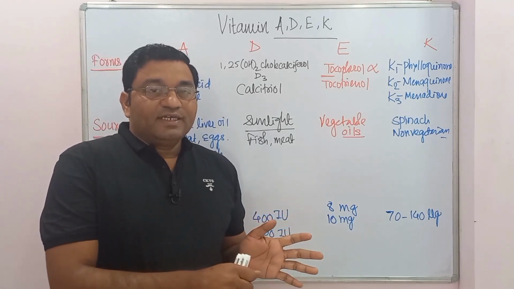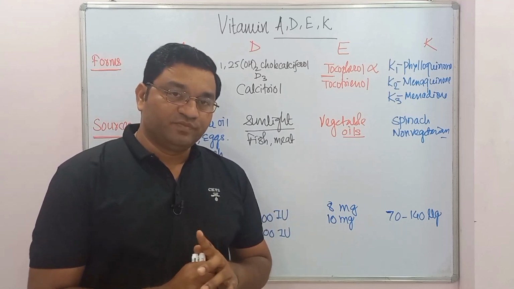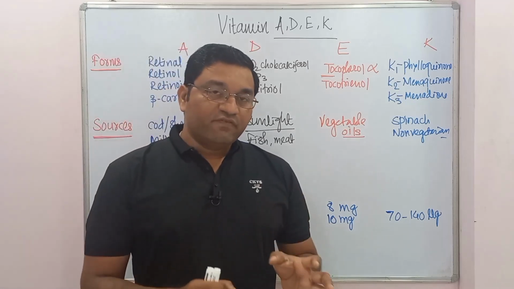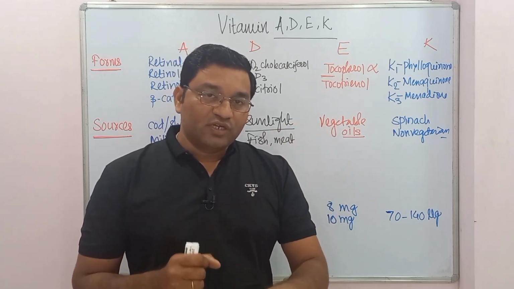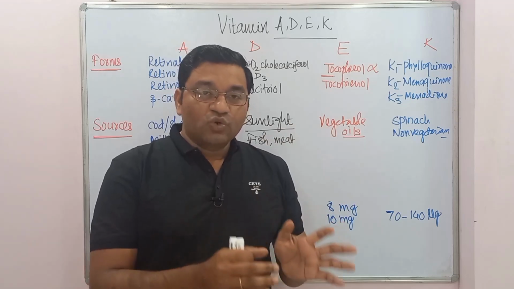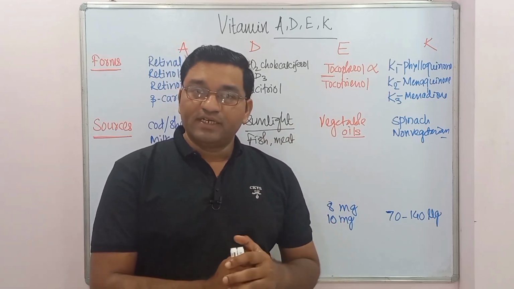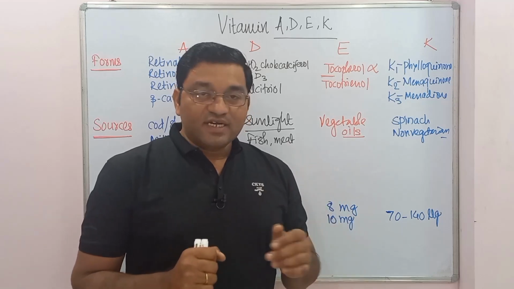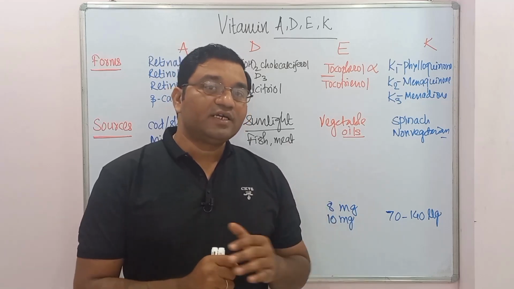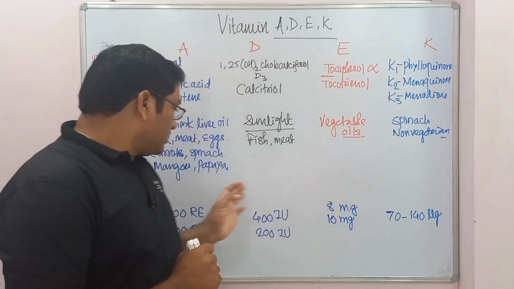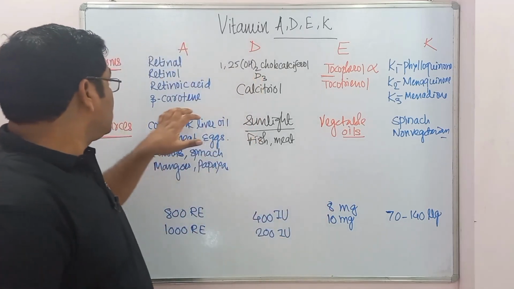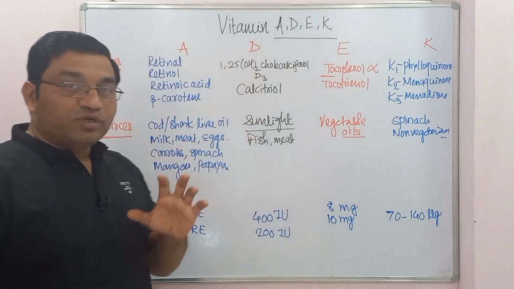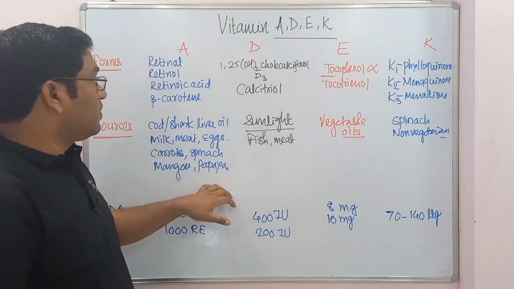So retinol is stored in the liver. Retinol is esterified in the intestinal cell, incorporated into a chylomicron, enters the liver and is stored as retinol palmitate, and released as and when required. In blood, it is carried with the proteins, the retinol binding protein.